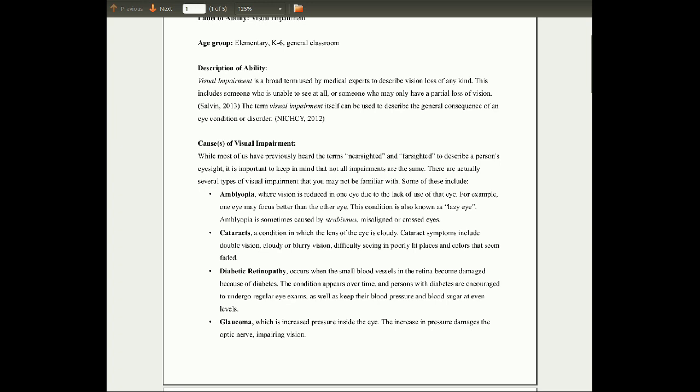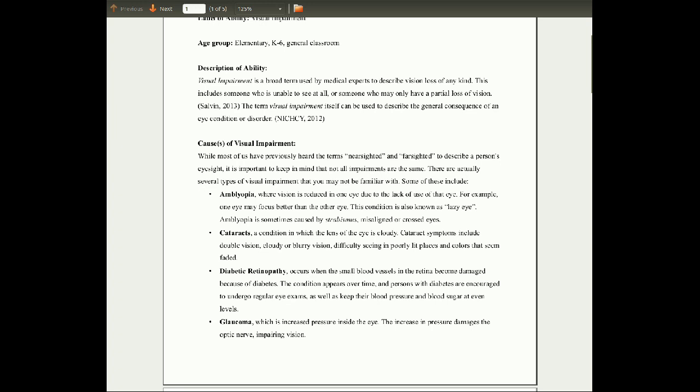This is when small blood vessels in the retina become damaged because of diabetes. Now, the condition usually appears over time, and people with diabetes are encouraged to undergo regular eye exams, also as well as the general housekeeping issues with diabetes, such as keeping the blood pressure and blood sugar at optimal levels.